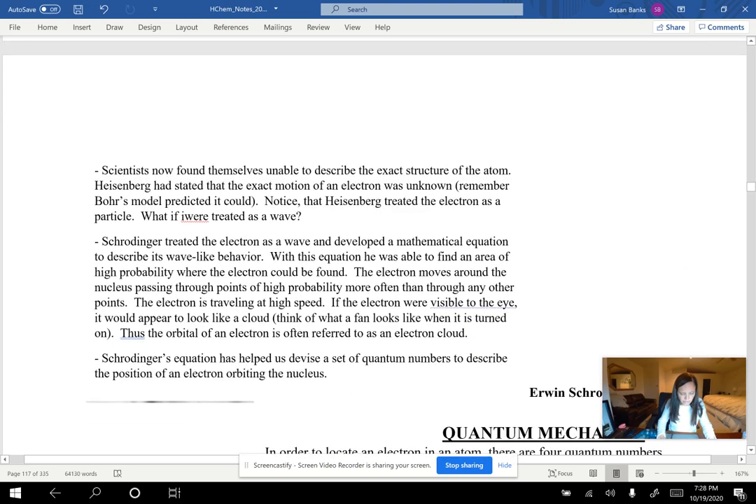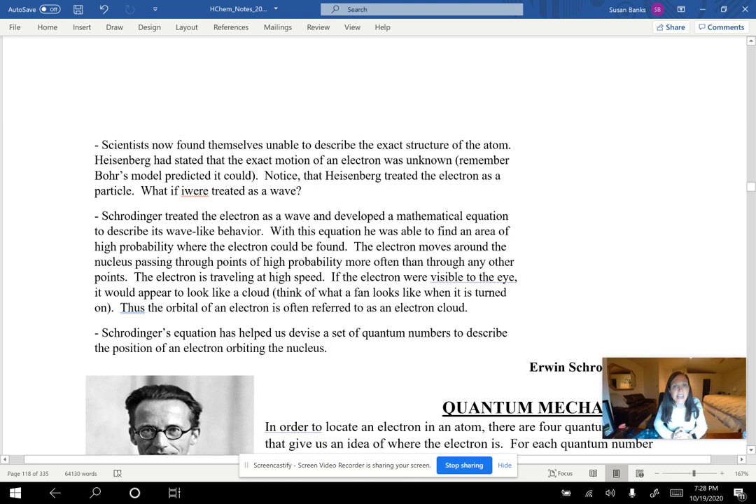Next guy. Scientists were trying to figure out where these electrons are actually located, but with Heisenberg's uncertainty principle, they found themselves unable to describe the exact structure of the atom. Because if I don't know where those electrons are or the velocity, what's the structure? So Heisenberg stated that the exact motion of an electron is unknown. Okay? Notice that Heisenberg treated an electron as a particle. He treated it as a thing.